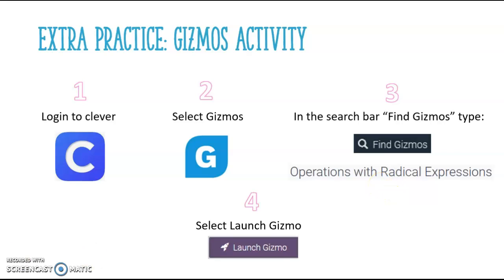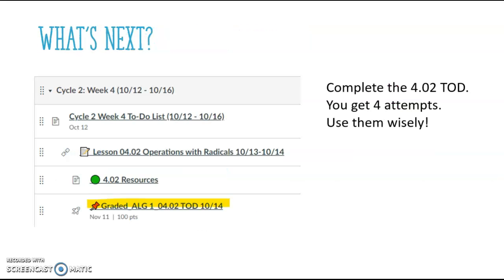We also have extra practice in Canvas that can help you prepare for your ticket out the door. So the Gizmos activity is one thing that you can try to see if you've got the hang of it. The other thing that you can try is checking out the 4.02 resources page right here in Canvas. It's in your Cycle 2 Week 4 module. And I've loaded some IXL links in there. Maybe you only need help with the adding and subtracting. Maybe you really only need help with the multiplying. Maybe it's just distributing. That way you can kind of pinpoint the types of problems that you'd like to practice more on in IXL. Those are on the resources page.